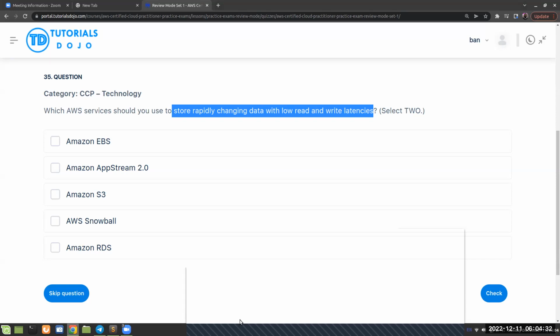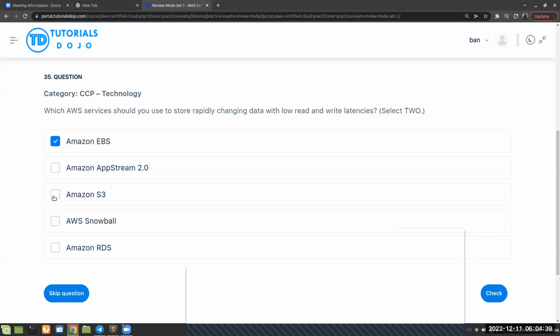I'll go in for Amazon S3 and Amazon EBS. Okay. A and C, you say? Yeah. So remember, you are storing rapidly changing data, low read and write latencies. Any different view? Oh, for EBS and Amazon RDS. Okay, A and T.